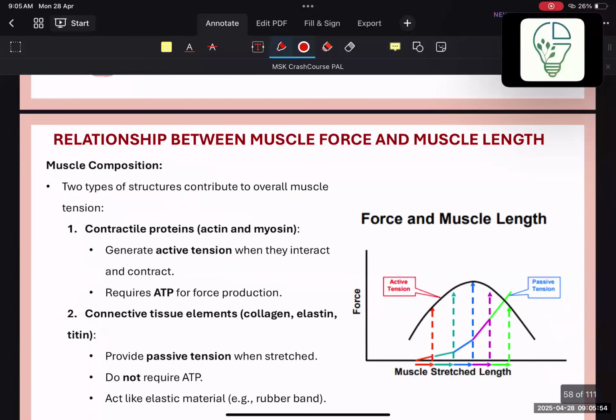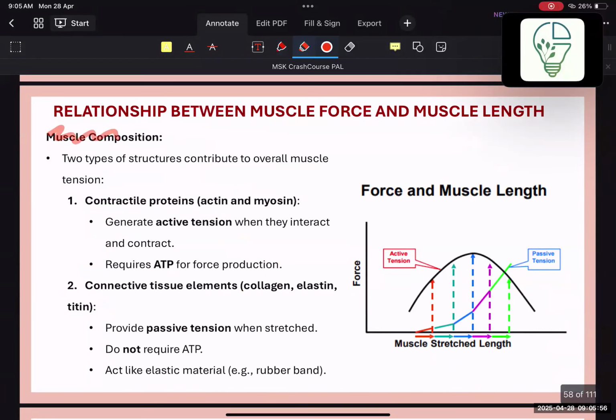Let's go down to discuss your muscle composition. Your muscle composition is made up of two very important structures that contribute to the overall tension. These two types of structures are either contractile proteins, like your actin and your myosin, or connective tissue elements like your collagen, your titin, your elastin. So the connective tissue elements, specifically the ones that are wrapped around your muscles, or the actin and the myosin, which are found inside your muscles, okay?